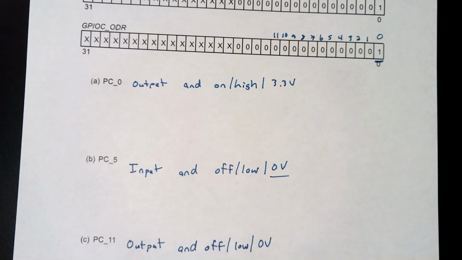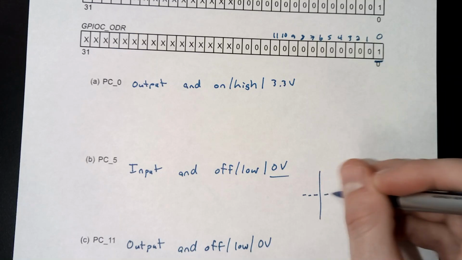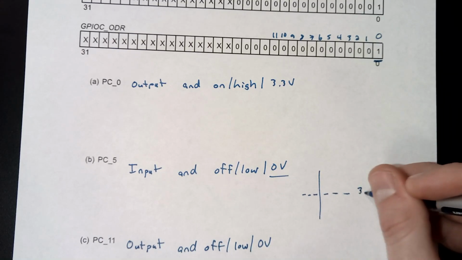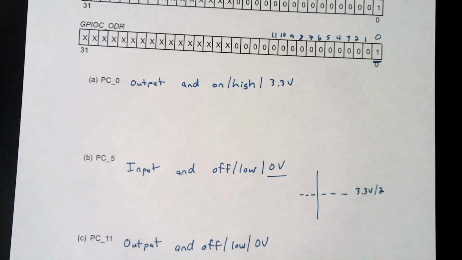Technically speaking, when we talk about the input, that's the only one where 0 volts is a little iffy, because it's really just reading that it's below the threshold. When we are setting the output, it is effectively grounding that. It should be low, as in 0 volts, and in an input, it's looking at this threshold where everything below 3.3 volts divided by 2 is going to be considered off. Everything above that is going to be considered on. So just a small note there, but not super important for the problem. So done with problem 3.